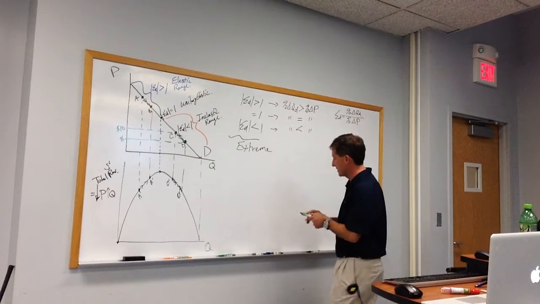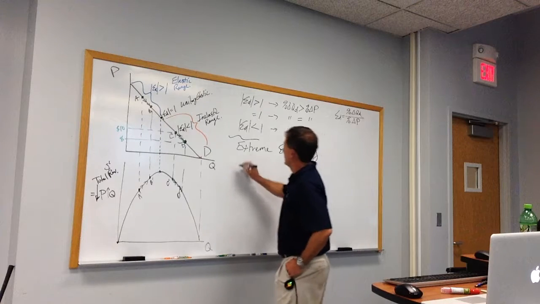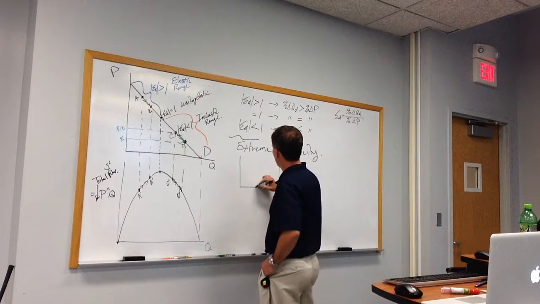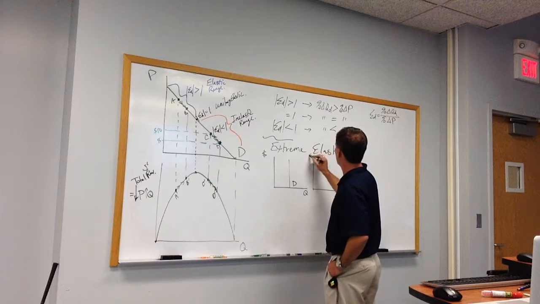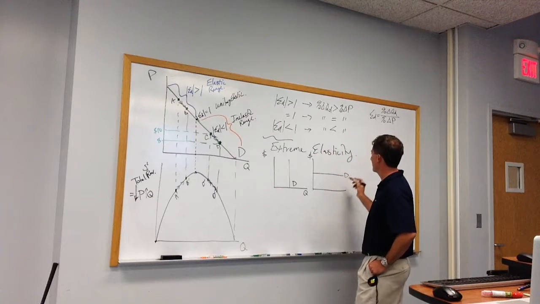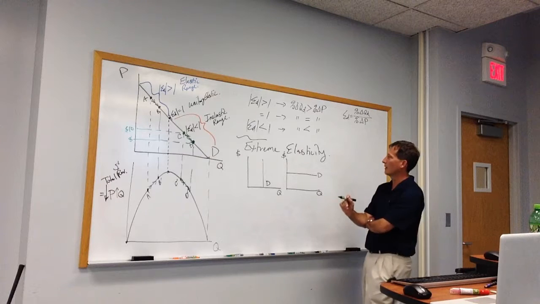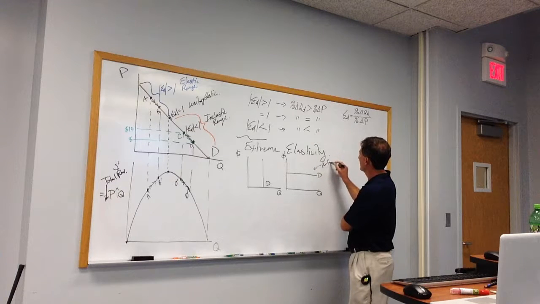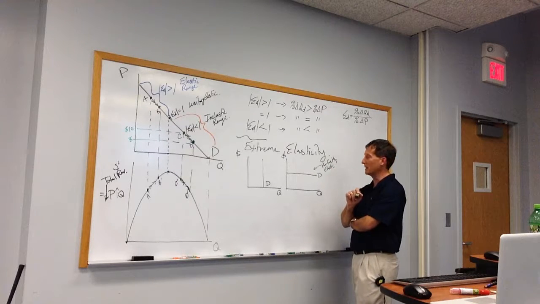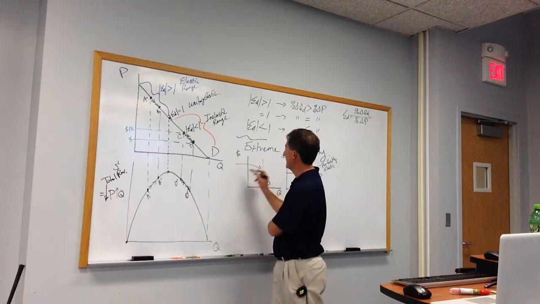Okay? All right, so extreme elasticities. Boom. Demand curve, perfectly vertical. Boom. Demand curve, perfectly flat. Okay, this is perfectly elastic. So perfectly elastic is that picture. We say that demand is perfectly elastic. And this one is perfectly inelastic.